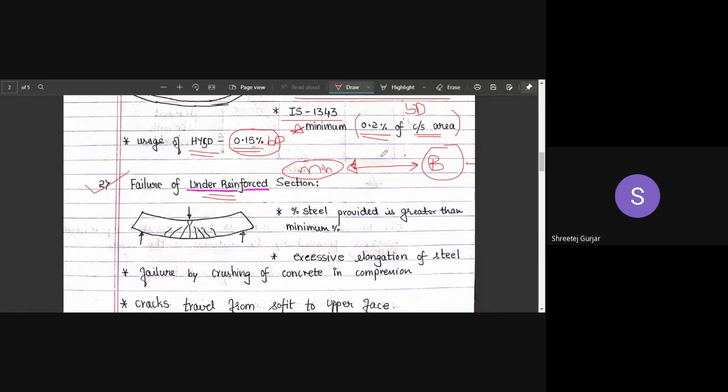So usually what we do, we tend to have this under reinforced section, right? We tend to have this under reinforced section in our RCC or in PSC also. So can you answer why we prefer this under reinforced section? Why do we prefer this kind of under reinforced section and not go for over reinforced section?